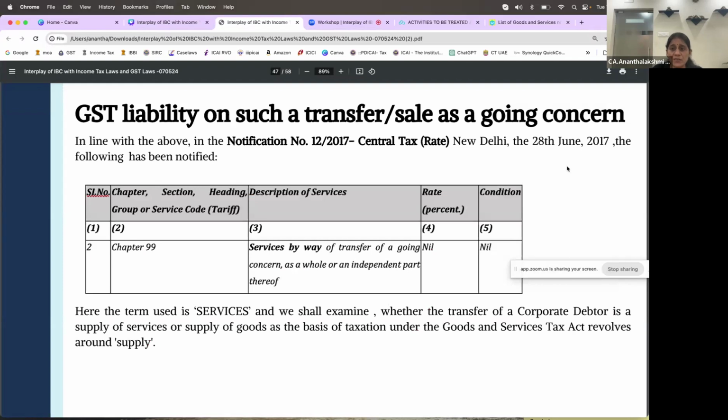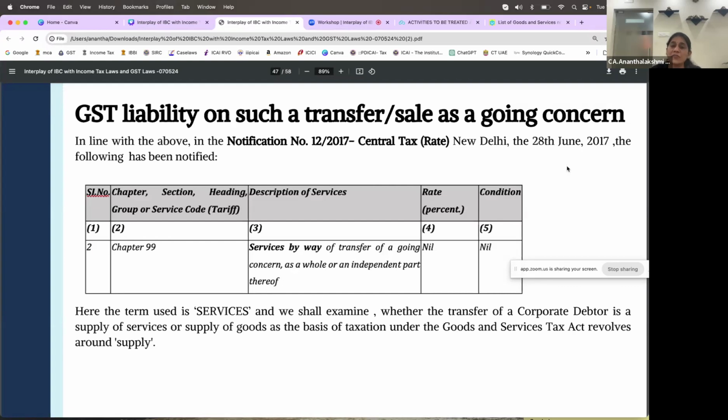There is one notification which has been issued. This is an important notification. Notification number 12, 2017. Not only this one, multiple things were addressed in notification number 12, 2017. In that, they have specified under chapter 99 services, not supply of goods, services. So supply of goods does not come under going concern. Supply of services by way of transfer of a going concern as a whole. Important words, because when you are working as a liquidator, these things come up often. Transfer of a going concern as a whole or independent part thereof.